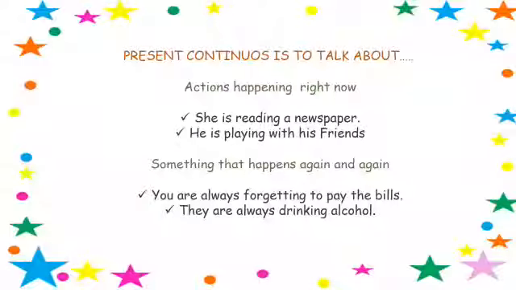And also, another important thing that you have to know is that the present continuous is used to talk about actions that are happening right now. For example, she's reading a newspaper. This is an action that is happening right now, or he's playing with his friends. Also it is used to talk about something that happens again and again. For example, you are always forgetting to pay the bills. That thing is happening always and always. And they are always drinking alcohol. It's something that happens again and again.